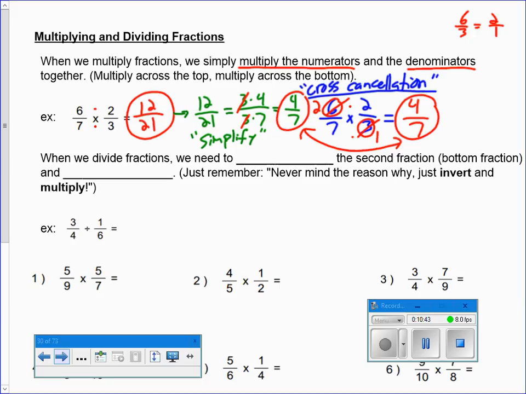On the board, typically when I'm doing problems, I'll use cross cancellation so I can work with easier numbers. If you take those factors out at the beginning, it's easier to find common factors between 6 and 3 than it is to find them between 12 and 21.